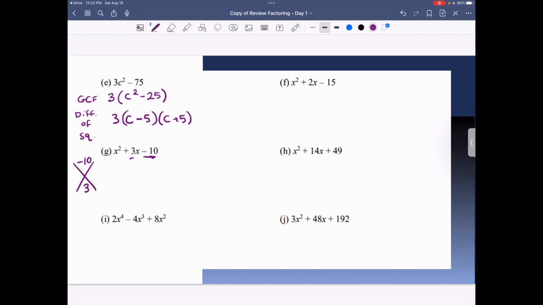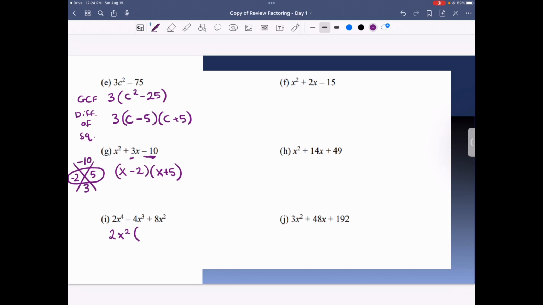So that would be 5 times 2 is 10. And if I make the 2 negative, when I add negative 2 plus 5, I get 3. So they multiply to give me negative 10, and they add to give me 3. So my factors are x minus 2 and x plus 5. If you distribute that out, you get x squared plus 3x minus 10. For I, we're going to factor out 2, because we can divide everything by 2 and an x squared.